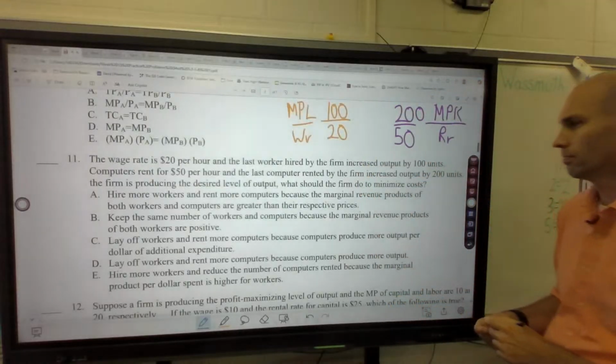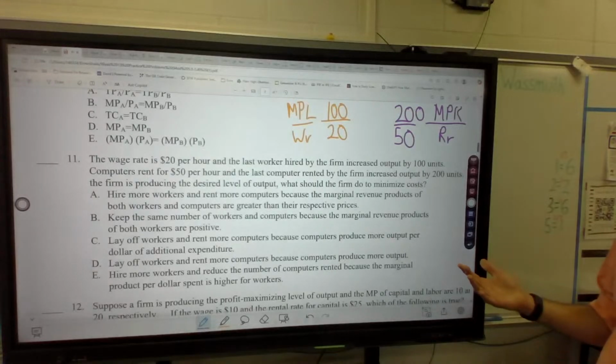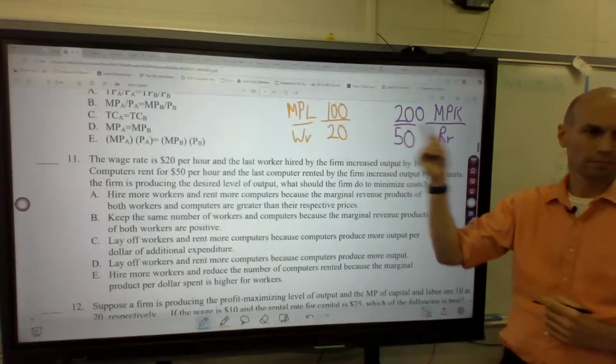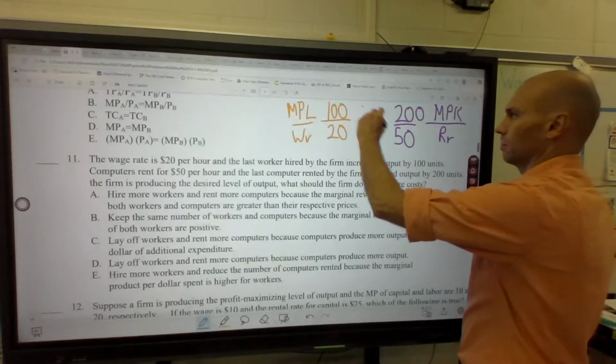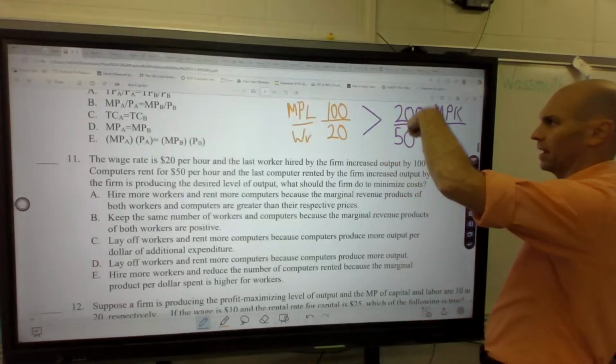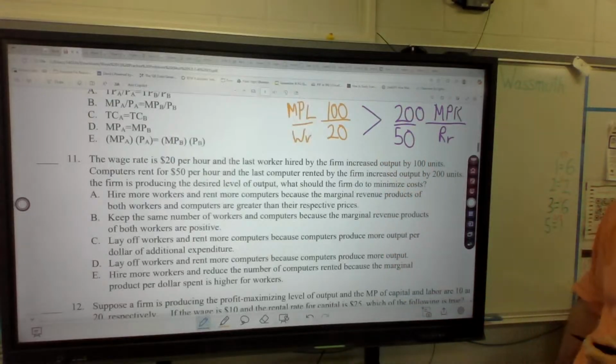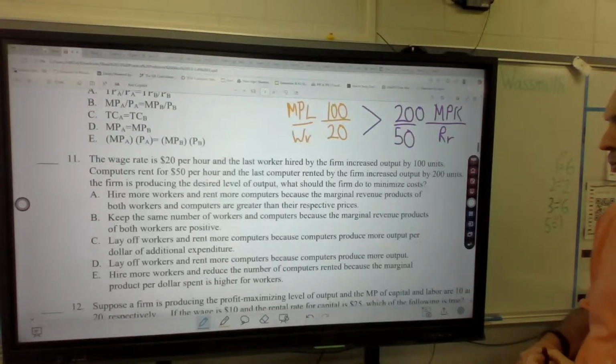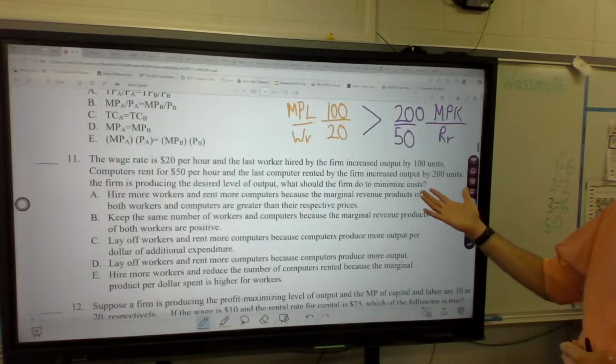So, optimal input mix, cost minimization combination, take your pick. What does your firm do to minimize costs? Which one's greater? Labor. Hire more of and or less of. More labor and or less capital. More workers and rent more computers because marginal revenue products of both workers and computers are greater than their respective prices. What's the price of each good?